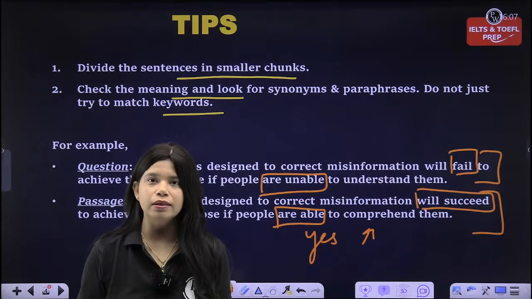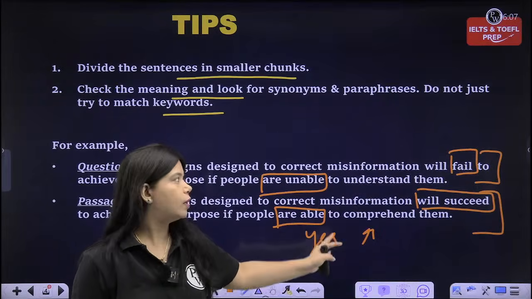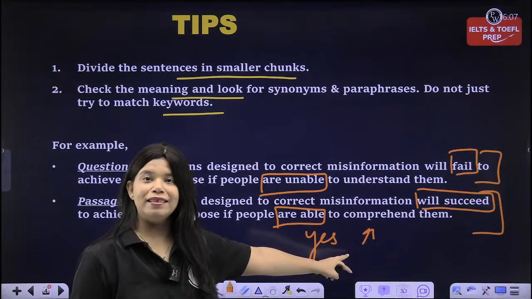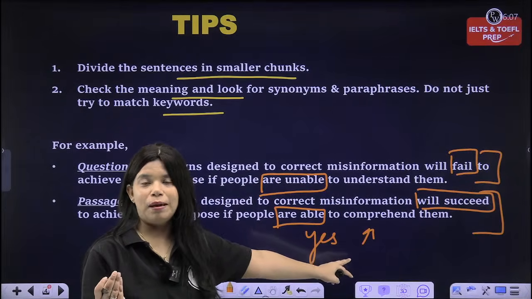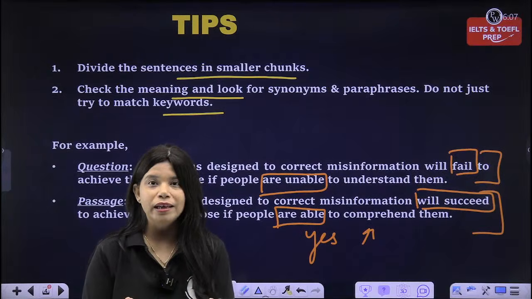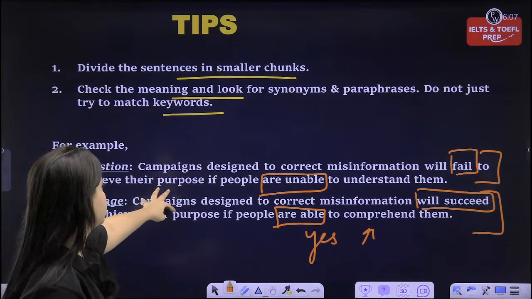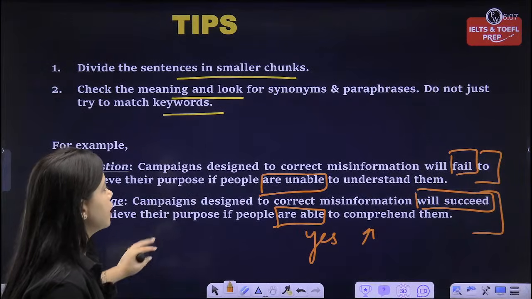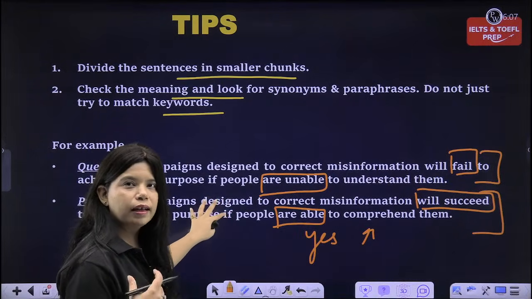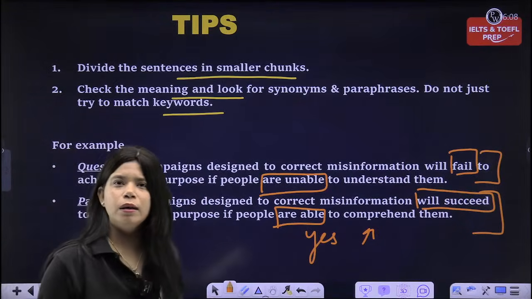Why exactly is the answer yes? Because the meaning matches. Even though we have opposite words, the question says fail, the passage says succeed, but the meaning is the same. So the bottom line, the moral of the story, is check the meaning. How exactly is the meaning the same? Let's quickly talk about it. This statement says, campaigns designed to correct misinformation will fail. So obviously, these campaigns will fail to achieve their purpose if people can't understand them.